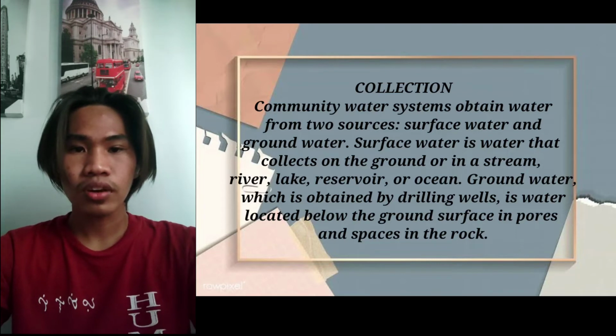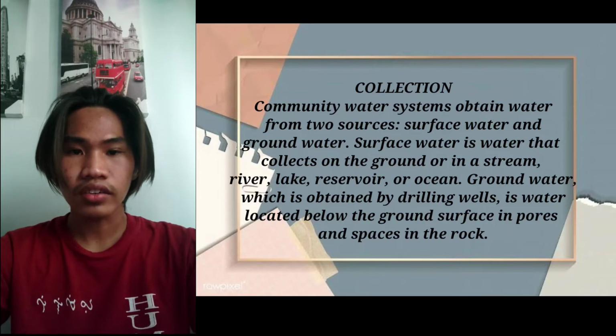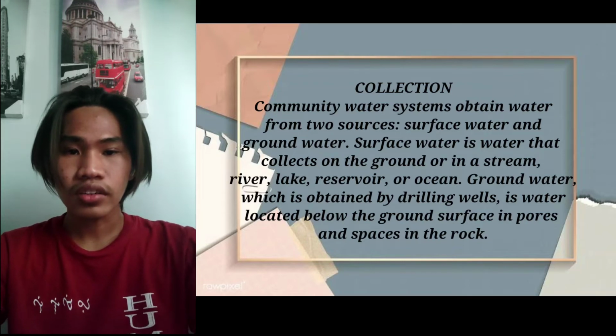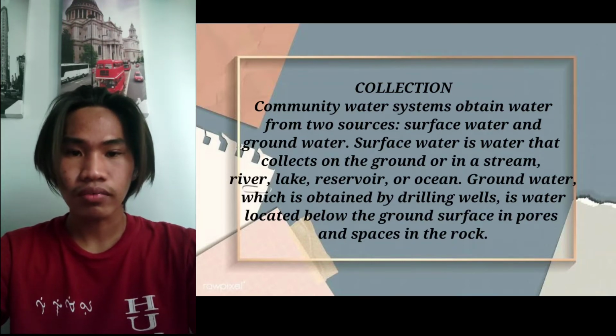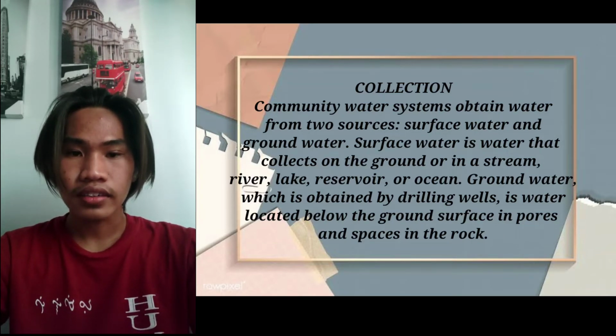Collection. Community water systems obtain water from two sources, surface water and groundwater. Surface water is water that collects on the ground or in a stream, river, lake, reservoir, or ocean. Groundwater, which is obtained by drilling wells, is water located below the ground, in pores and spaces in the rock.